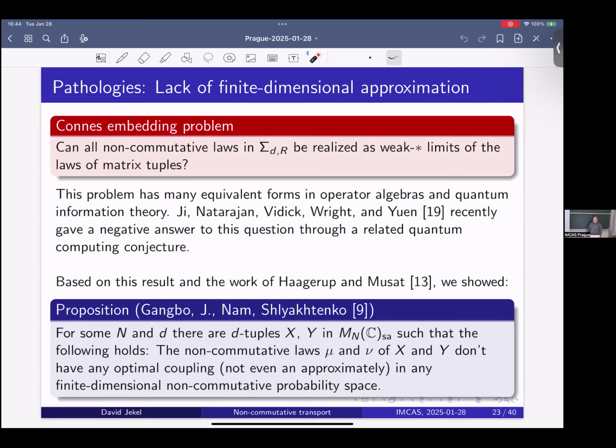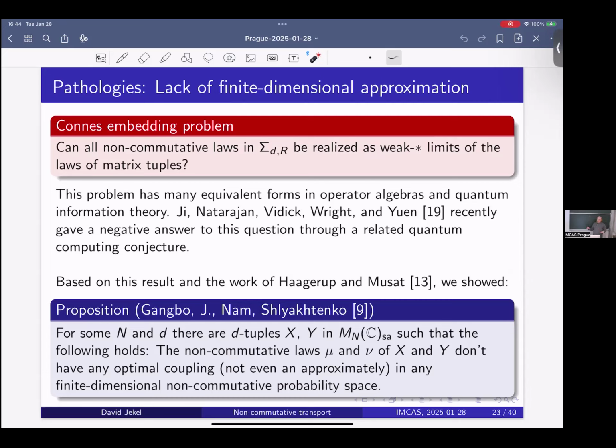And so then, based on this, you can argue that this affects the Wasserstein distance as well, meaning that there will be some tuples, in fact, tuples that come from finite dimensional matrix algebra, such that the optimal distance between them can only be realized in one of these non-Connes embeddable von Neumann algebras, meaning von Neumann algebras that can't be approximated by matrices. So you can take tuples of matrices, and the only way to couple them optimally in the non-commutative setting cannot admit any finite dimensional approximation.